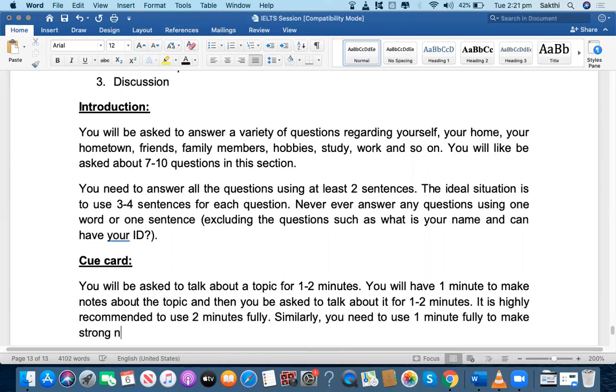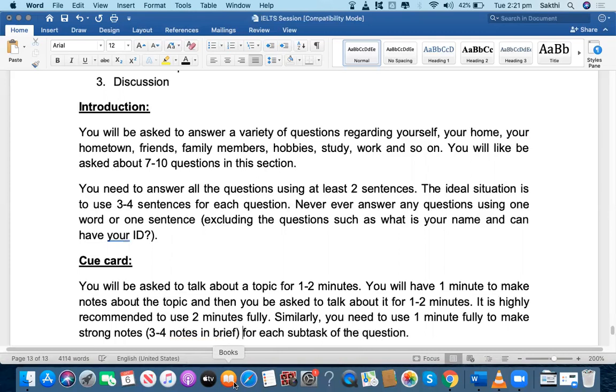strong notes for each subtask of the question. So what do you need to do? You need to make notes for each subtask of the question as well. So how many notes do we need to make? Usually, you need to make at least 3 to 4 notes in brief.